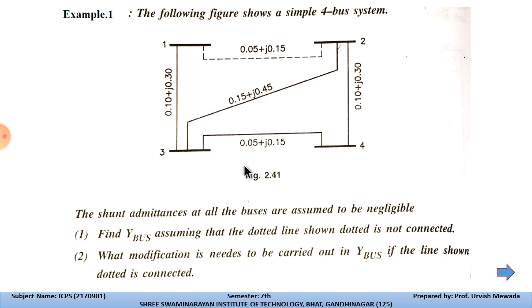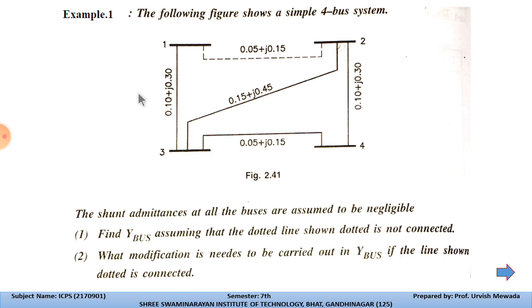Now the shunt admittances at all the buses are assumed to be negligible, meaning we are neglecting the shunt admittances, that is, the capacitors which are connected between line and ground that we drew, we are neglecting over here.